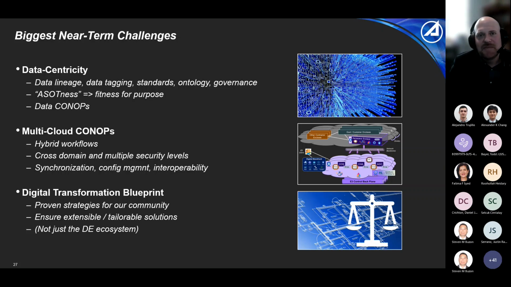And so we've started using this term ASOTness to indicate that it isn't really a binary concept that something is an ASOT or it is not an ASOT. It's really more of a spectrum of where it falls on the ASOTness continuum, that there are things that are more ASOT than others. And maybe some things can be certified and they're really good, but everything else, maybe it makes more sense to try to characterize its fitness for purpose for a particular community and allow that community to make their own assessment whether it's the right thing for them.